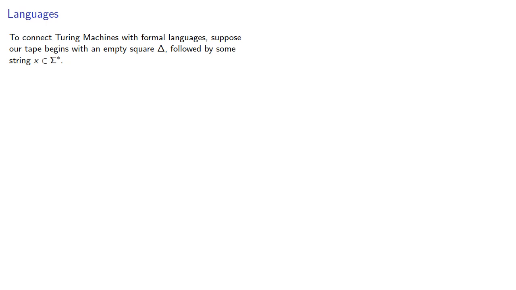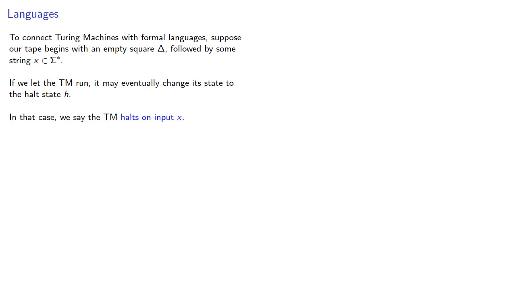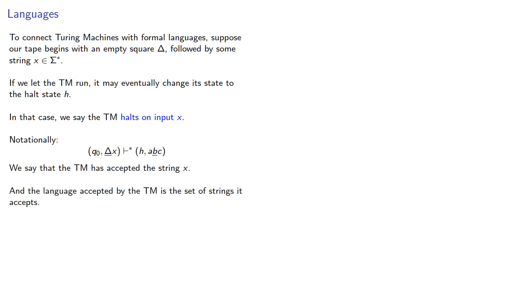To connect Turing machines to formal languages, suppose our tape begins with an empty square, a blank, followed by some string. If we let the Turing machine run, it may eventually change its state to the halt state. In that case, we say the Turing machine halts on input X. Notationally, our Turing machine is in its initial state with tape blank X, and we eventually derive a Turing machine in state H and something on the tape. We say the Turing machine has accepted the string X, and the language accepted by the Turing machine is the set of strings it accepts.